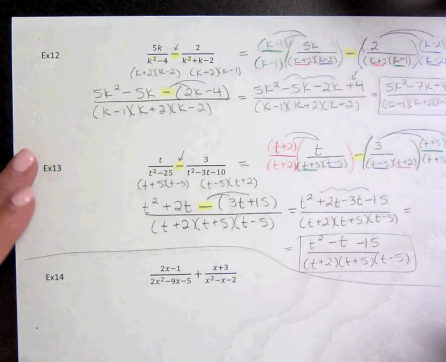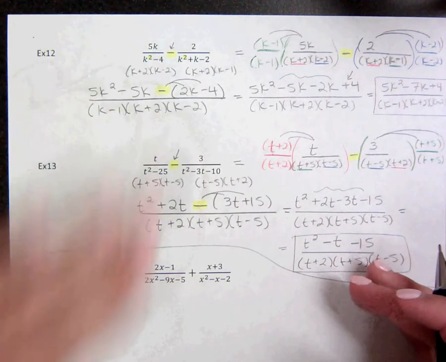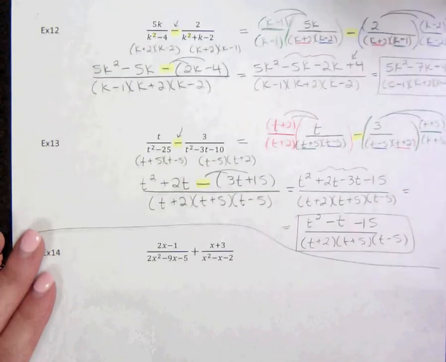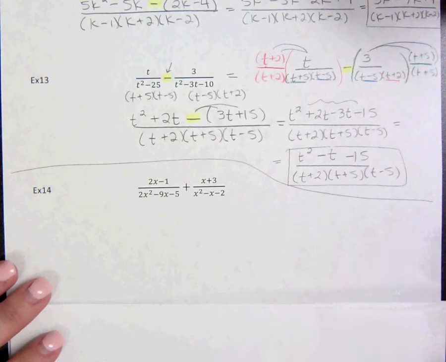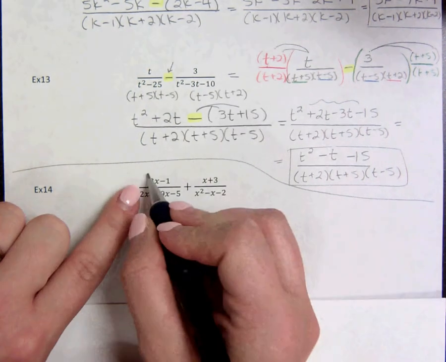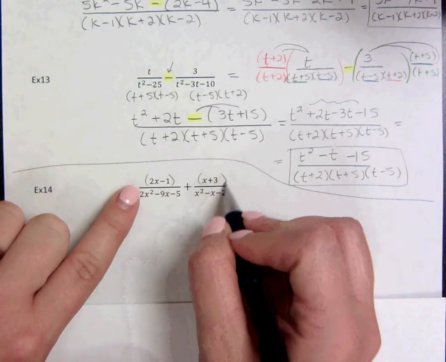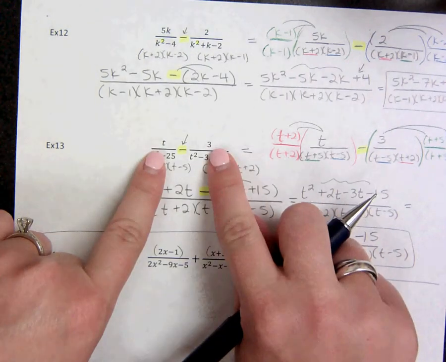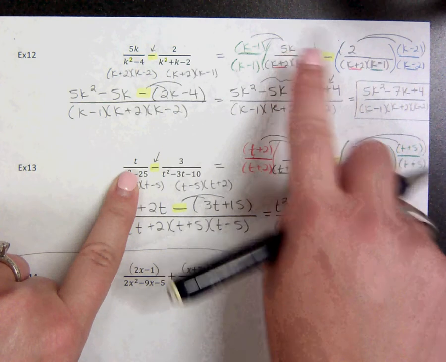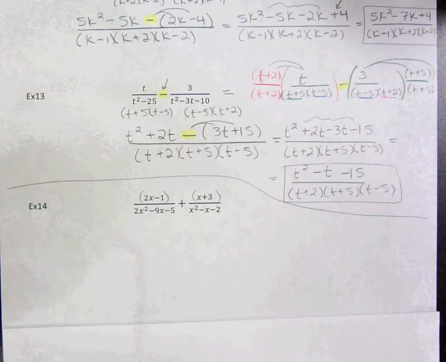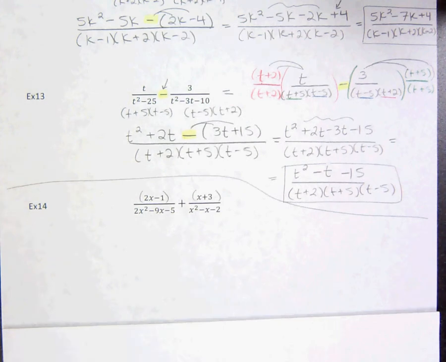Example 14 and 15 are kind of the worst case scenarios. These are pretty big problems. You might need some backup paper for these because they get a little involved. And that's because there's a binomial on the top, not just a single term. So before we were just distributing and distributing, now we have to do a little bit more complicated of a process. So these last two examples are the most involved from this section. I would say from this entire chapter, these are the most involved problems.